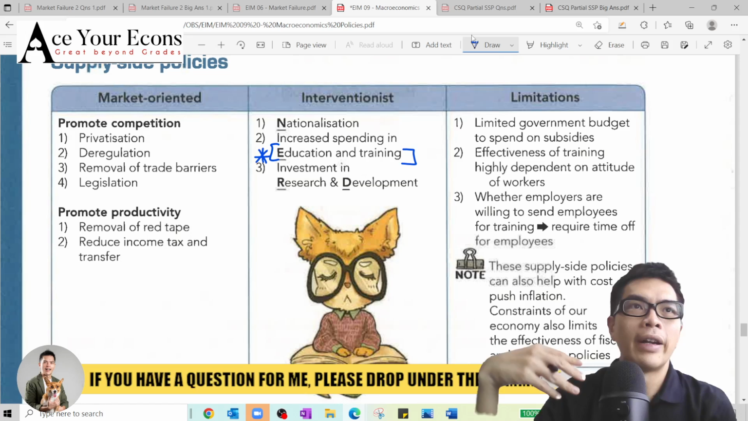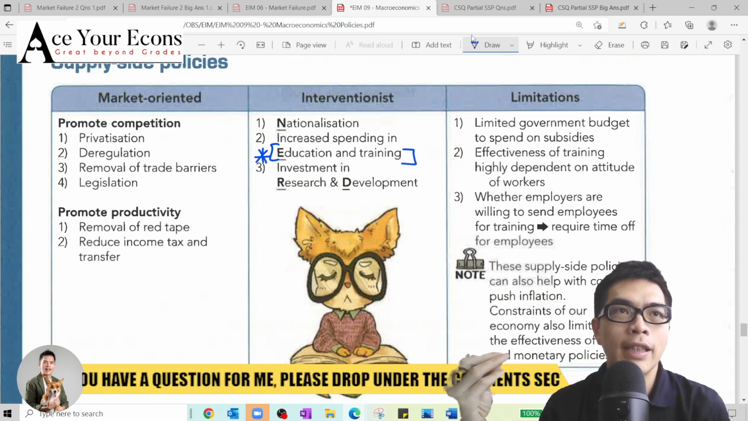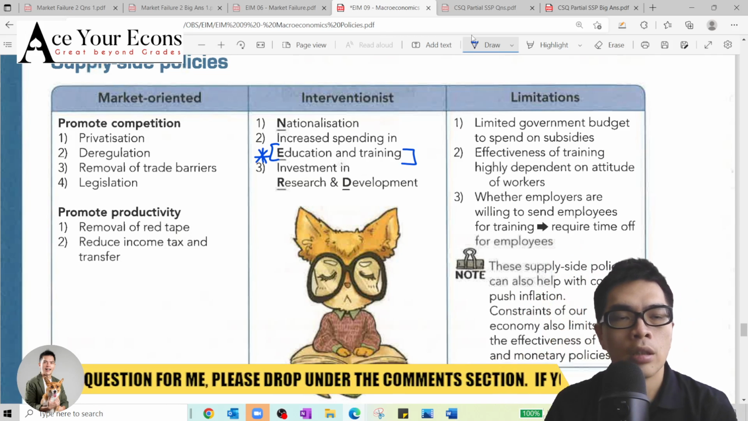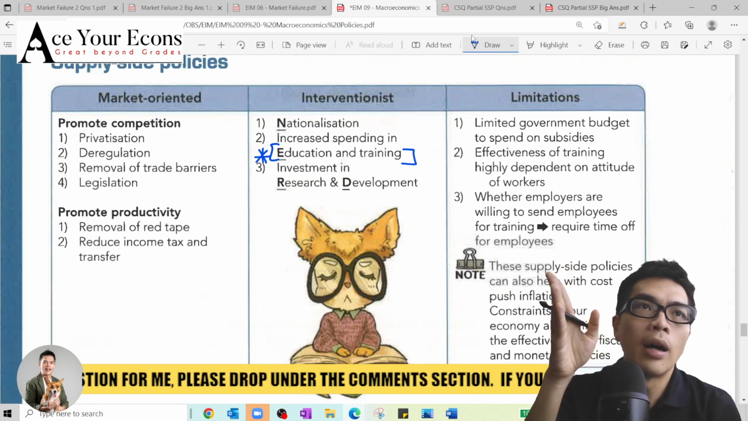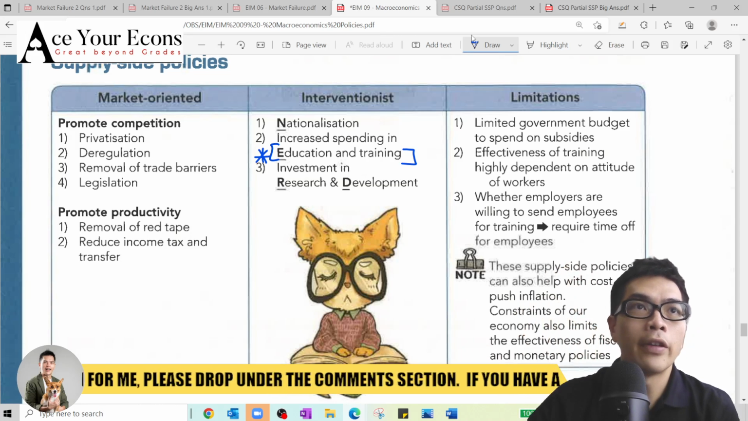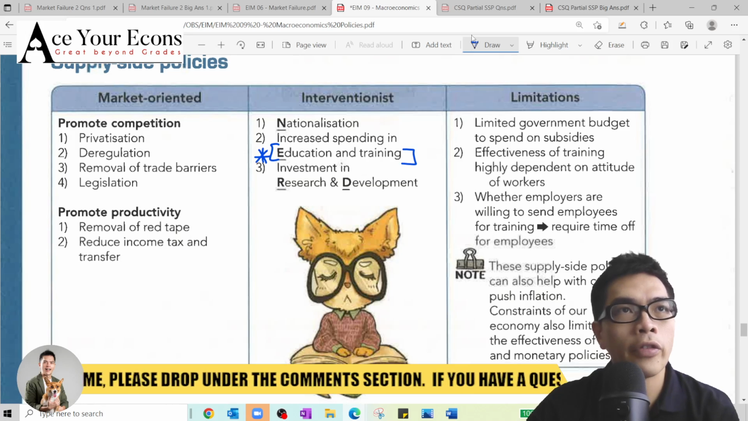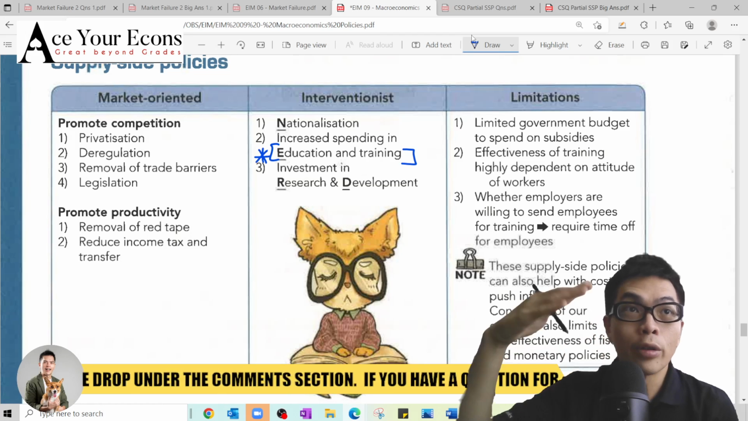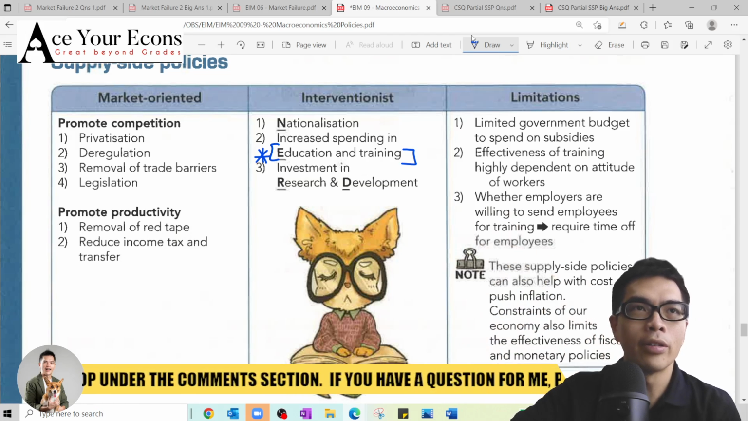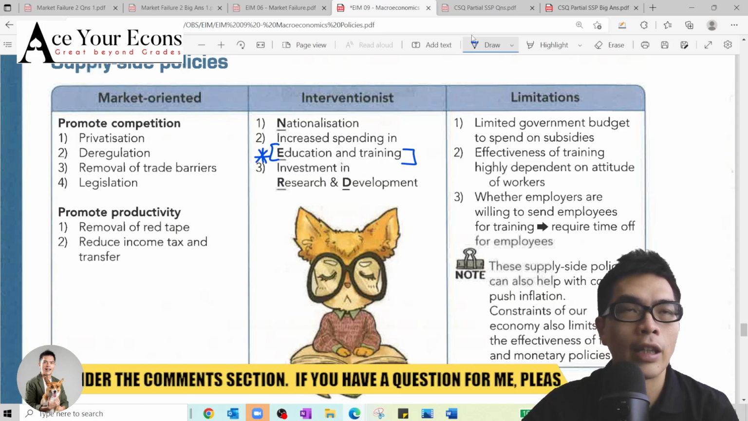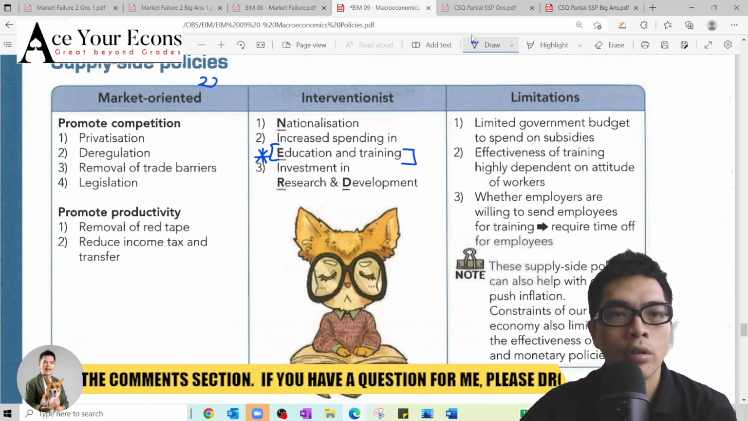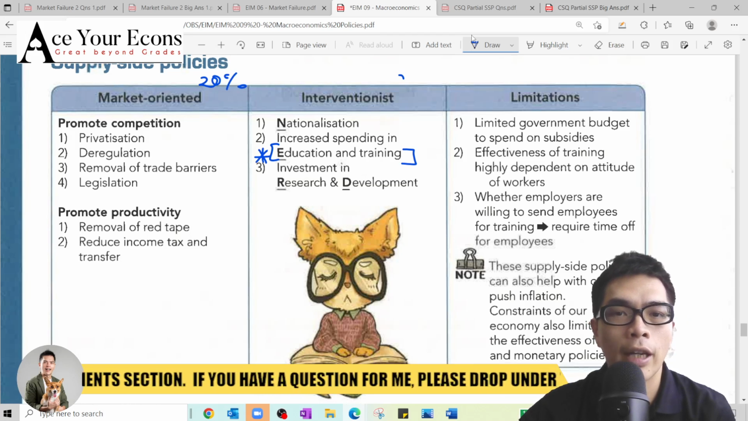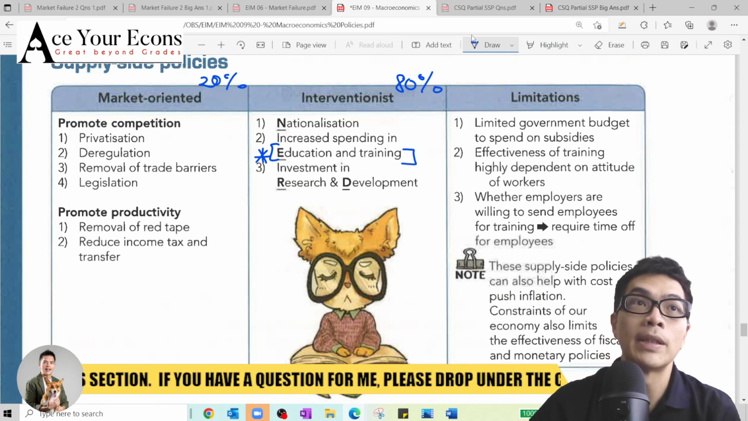I'm not saying that the rest are less important. It's just that you need to be concerned about which are the ones that are more likely to be tested. So from an exam perspective, it follows the Pareto rule. Are you familiar with the Pareto rule? If you're going to do a Google search, the Pareto rule tells you that everything in life follows the 80-20 rule. So the market-oriented side will occur 20% of the time. Interventionist 80% of the time.